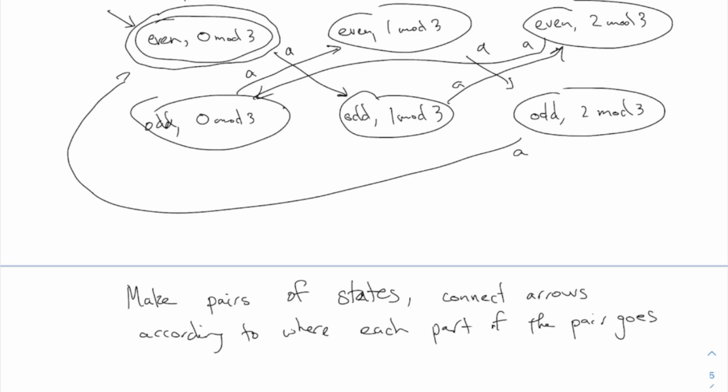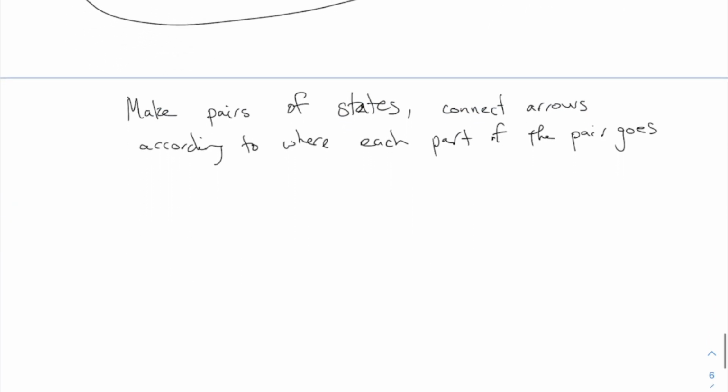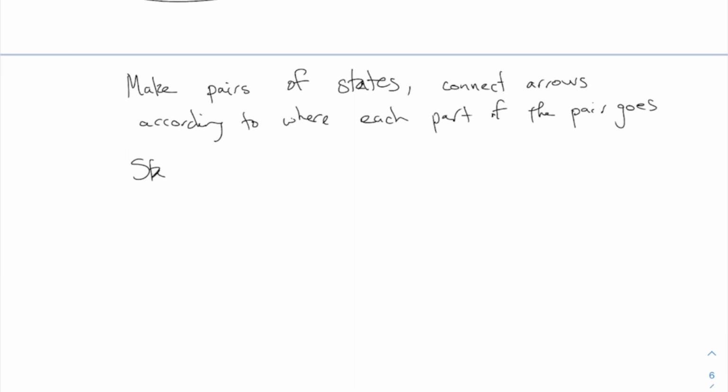Like when I wanted to know where the arrow goes from even and 1 mod 3, I look on one diagram to see where the arrow went from even, and I look on the other diagram to see where the arrow went from 1 mod 3, and that's where I put the arrow in this big machine. All right, you connect the arrows. The starting state is the pair of the original starting states.